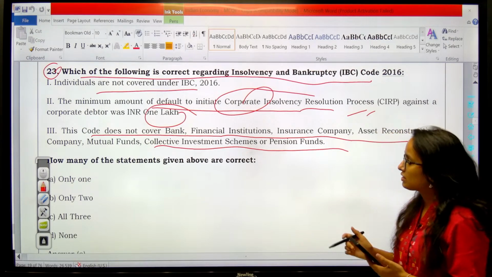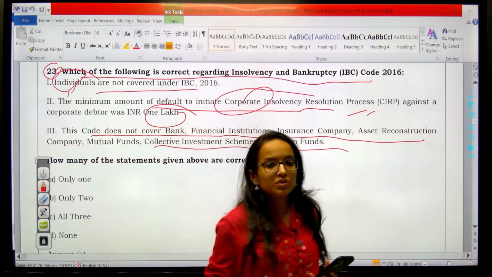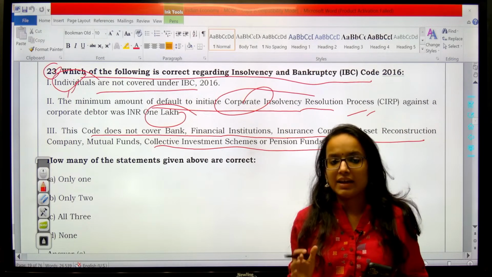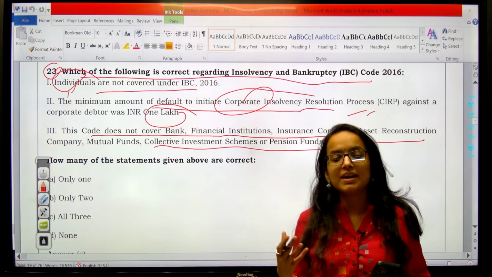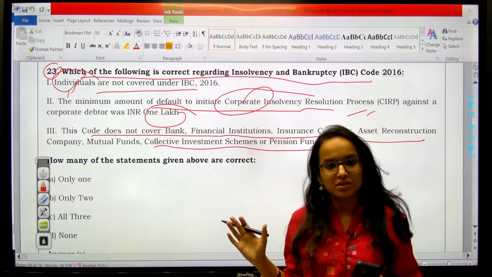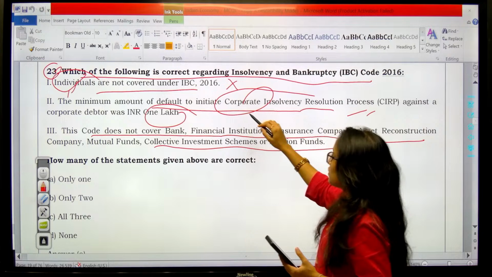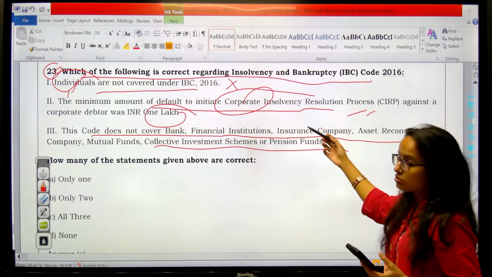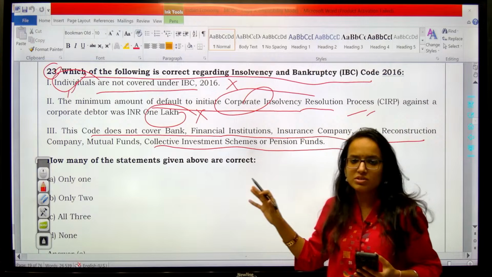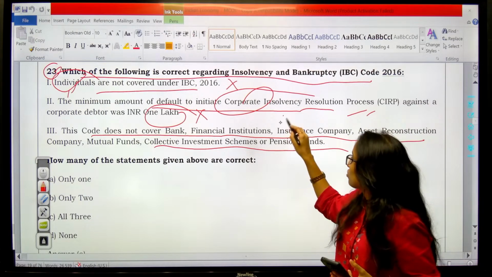Okay, so first, individuals are not covered under IBC. It is wrong. Individuals, companies, firms are covered. The Debt Recovery Tribunal, DRT, under IBC deals with the individual cases, right? So individuals are covered. So this is wrong. Minimum amount of default to initiate corporate insolvency resolution is 1 lakh. No, initially it was 1 lakh. Originally when it was introduced, it was 1 lakh, but now it has been increased to 1 crore.